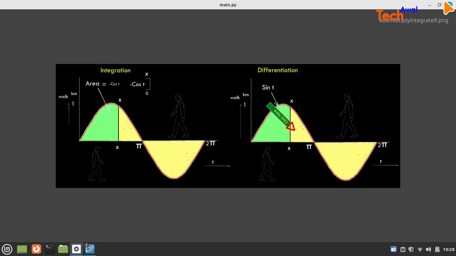What is the role of differentiation? If we know the area at any moment and we differentiate, then we get back the equation. If I have the equation and I do the integration, I get the area collected, means the kilometers collected. If I have the kilometers collected and I differentiate, I get back the equation.